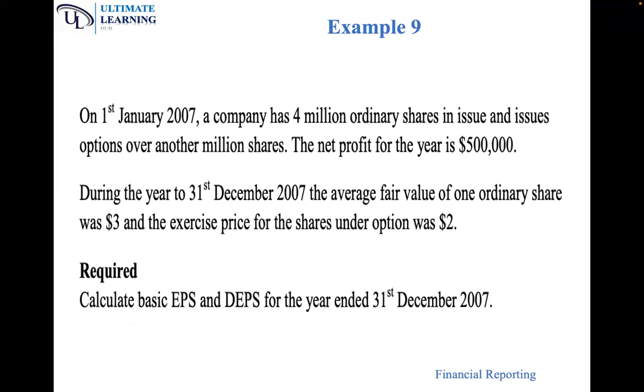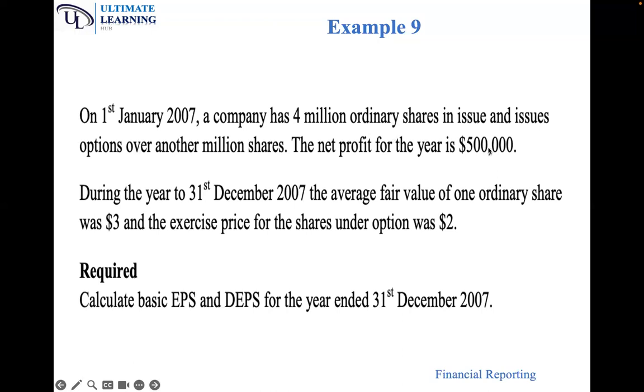So we have an example that will enable us to explain all that. On 1st January 2007, a company has 4 million ordinary shares in issue and issued options over another 1 million shares. So the current number of shares is 4 million, but there are 1 million extra shares to be issued through options.